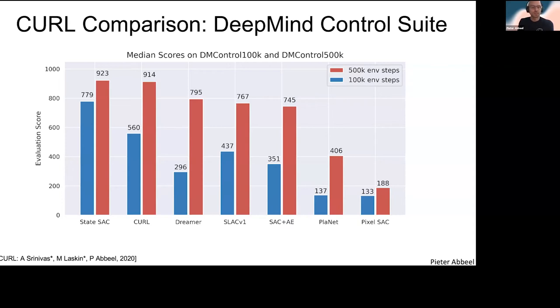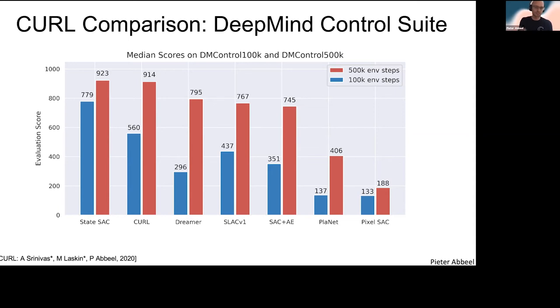Then Dreamer is a model-based RL approach. Traditionally, people believe that model-based RL should be more sample efficient than off-policy model-free RL, but we're seeing here that in this case, that's not true. SLAC is an alternative model-free approach where the auxiliary loss is in terms of video prediction rather than the contrastive loss. Soft Actor-Critic plus autoencoder is again Soft Actor-Critic with an unsupervised loss, in this case autoencoder loss. PlaNet is another model-based RL method, and Pixel SAC is just running Soft Actor-Critic directly from pixels to policy and value function with no auxiliary losses.